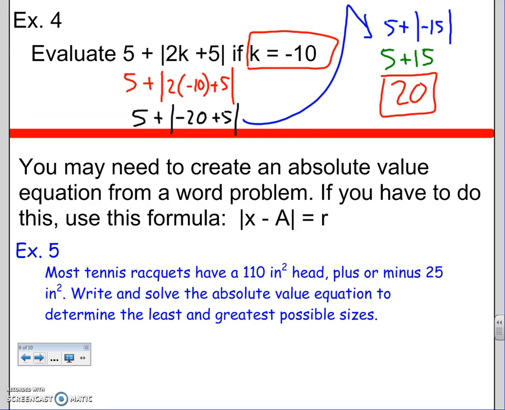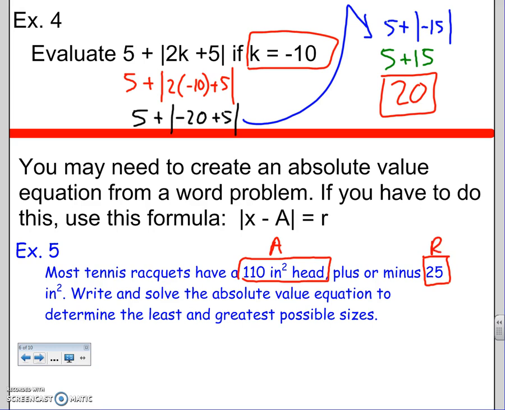And the last thing is you might have to create an absolute value equation from a word problem. If you do, just use this formula. The absolute value of x minus a, which is the average, equals r, the range. So for example, most tennis rackets have a 110 square inch head. That is your average, that's a. Plus or minus 25 square inches. This right here is our range.